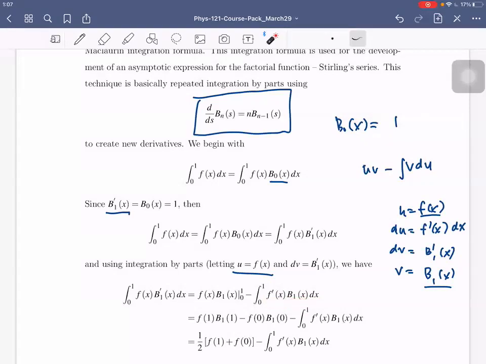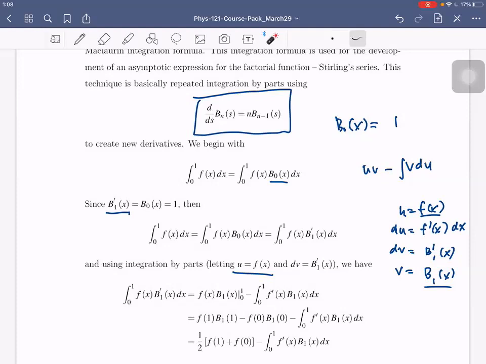Alright? So the first term is easy to evaluate. We subtract the value evaluated at 1 and the value evaluated at 0. So f of 1 times b sub 1 of 1 minus f of 0 times b sub 1 of 0. Okay? And then the integration still remains this one.